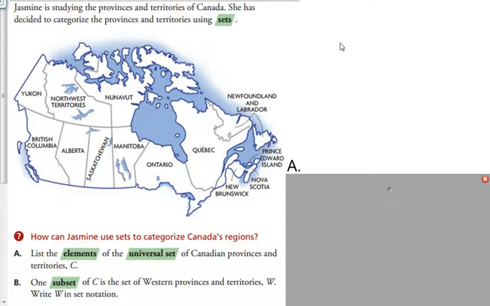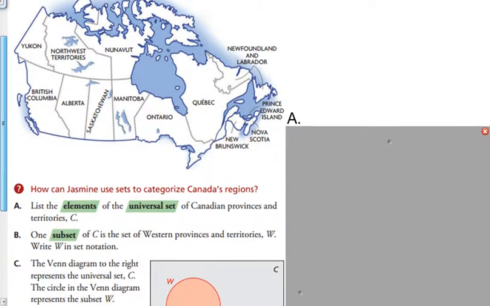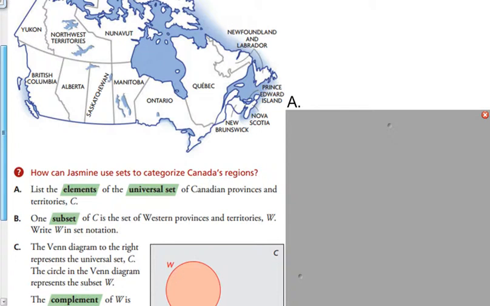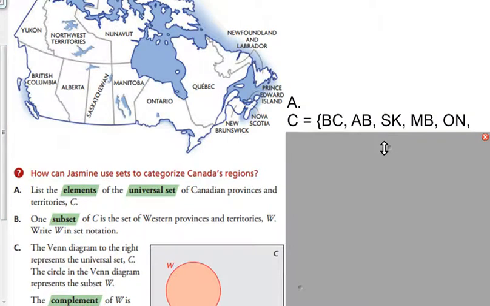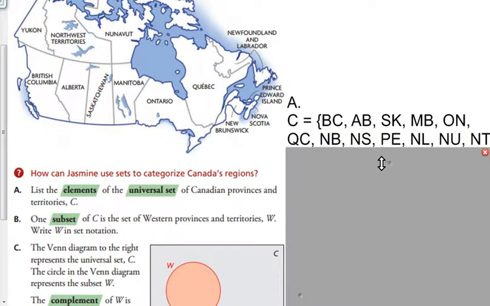Jasmine is studying the provinces and territories of Canada. She's decided to categorize the provinces and territories using sets. List the elements of the universal set of Canadian provinces and territories C. So C is going to be equal to all of the things you see on this map. C is equal to BC, Alberta, Saskatchewan, Manitoba, Ontario, Quebec, New Brunswick, Nova Scotia, PEI, Newfoundland, Nunavut, Northwest Territories, and Yukon Territory. So that's C.